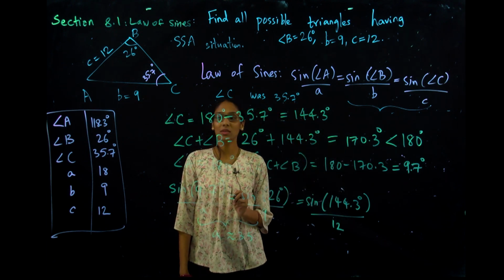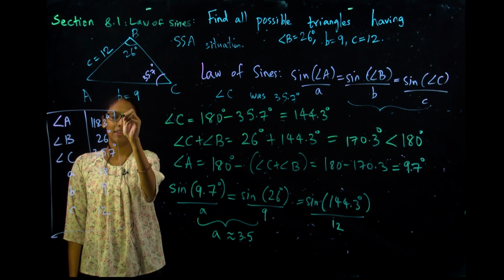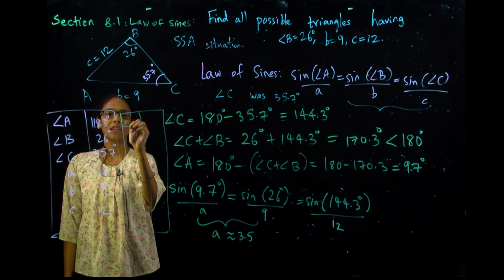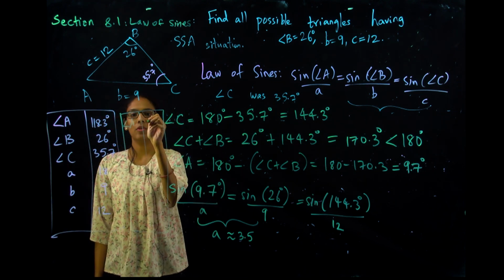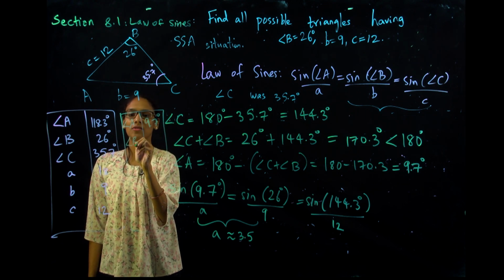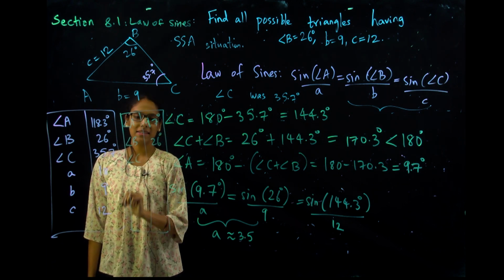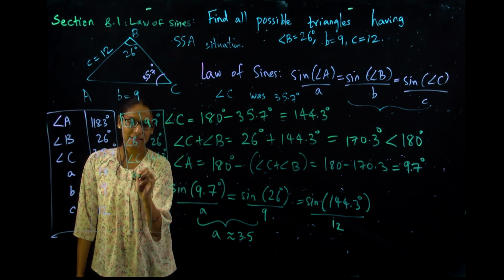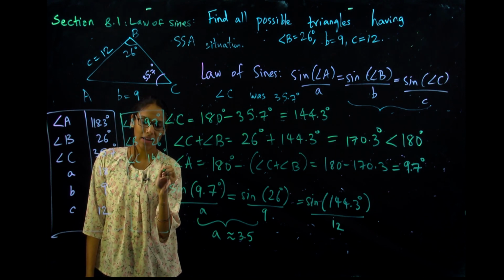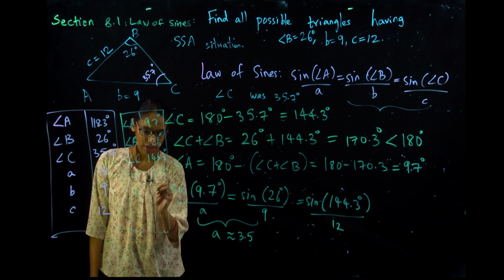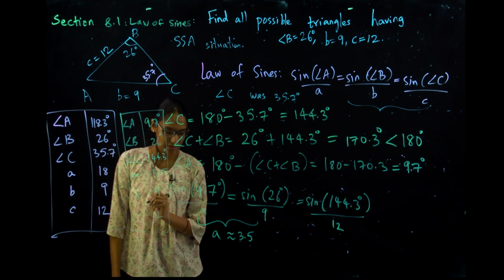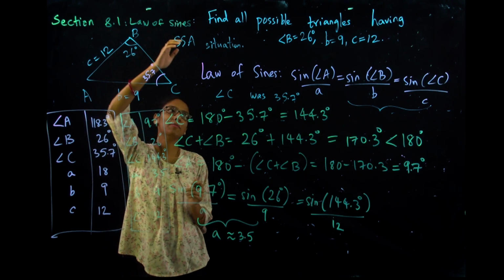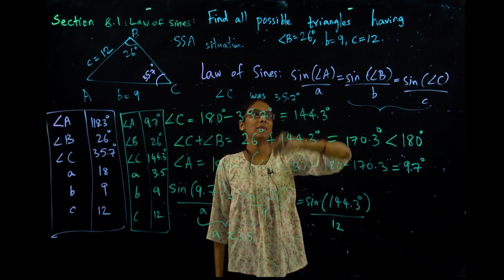So let's list out the measurements for the second triangle here using different colors. So we have angle A, which was 9.7, angle B 26 degrees, angle C 144.3 degrees. Little a is going to be 3.5, little b is going to be 9, and c is 12 given to us. So these are the two possible triangles having measurements for angle B 26 degrees, side b 9, and side c 12.